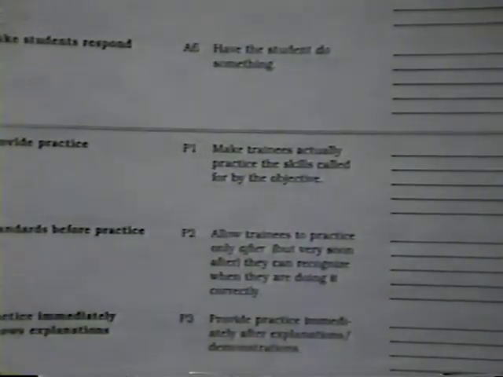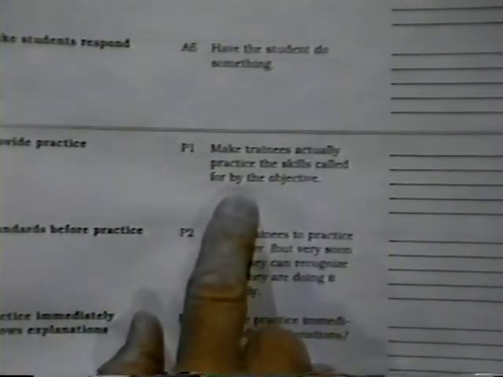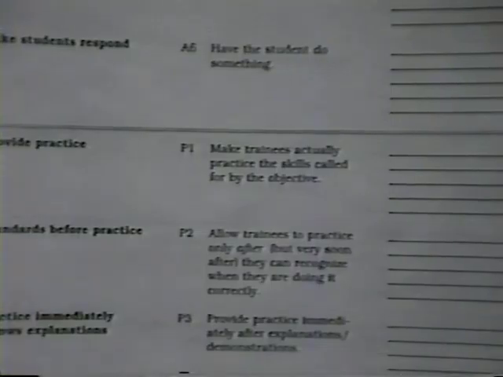For as many of the application rules as possible, dream up from your own experience, your own memory, some experiences that you think illustrate the correct or incorrect application of that rule. Let me show you an example or two out of my own experience, just to show you how you might go about it. You may want to find the quick ID pages at the back of the module before we proceed. Let's look at principle P1. Make trainees actually practice the skills called for by the objectives.